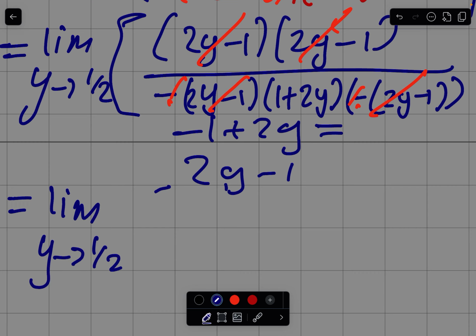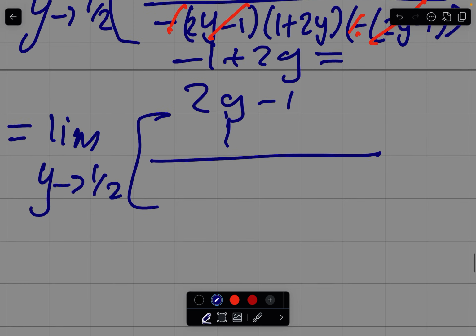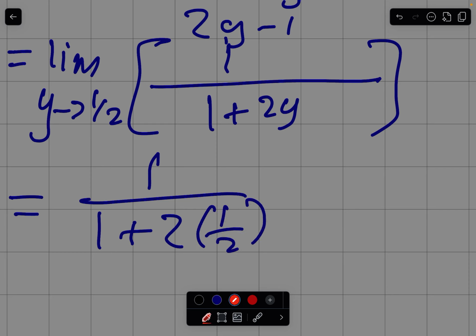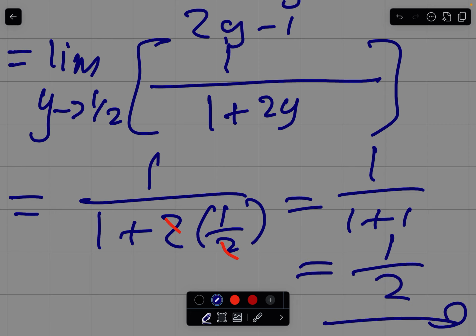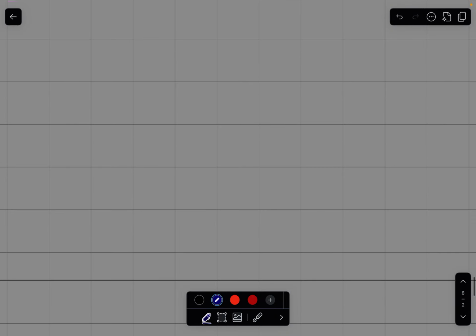As y approaching 1 over 2 of 1 over 1 plus 2y, which is going to give you what? 1 over 1 plus 2 into 1 over 2. We know this one cancels each other. We remain with what? We remain with 1 over 1 plus 1, which is 1 over 2. It's your final answer. So let's check another question.